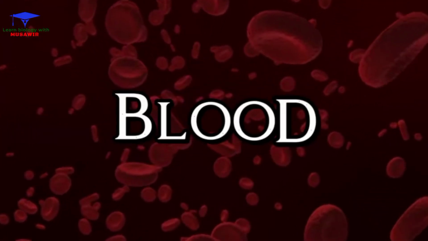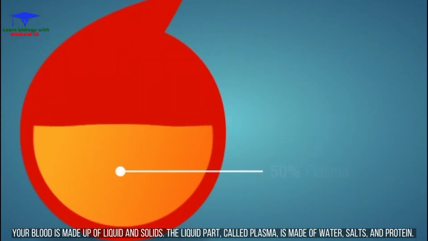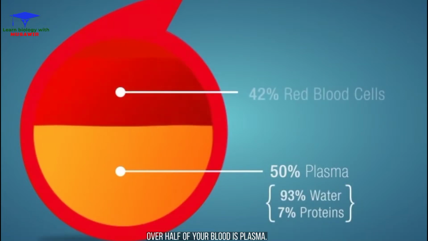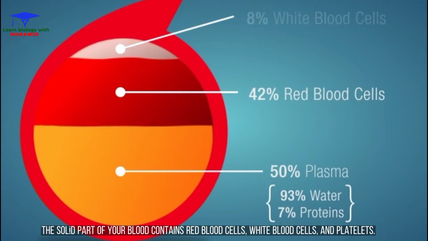Blood. Your blood is made up of liquid and solids. The liquid part, called plasma, is made of water, salt, and proteins. Over half of your blood is plasma. The solid part of your blood contains red blood cells, white blood cells, and platelets.